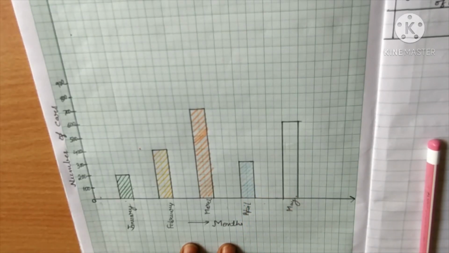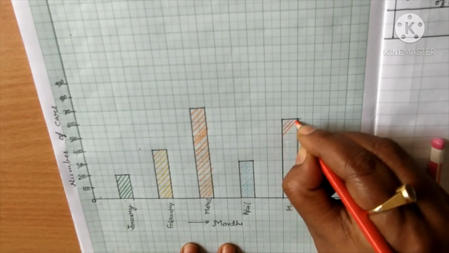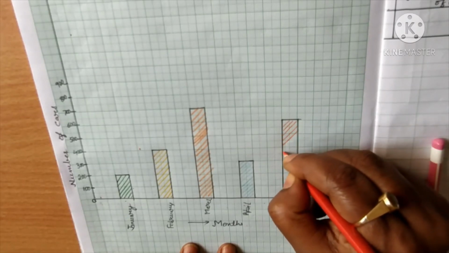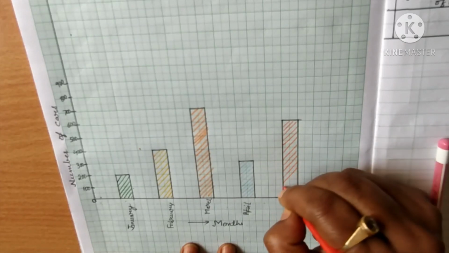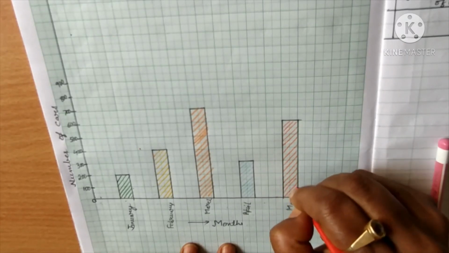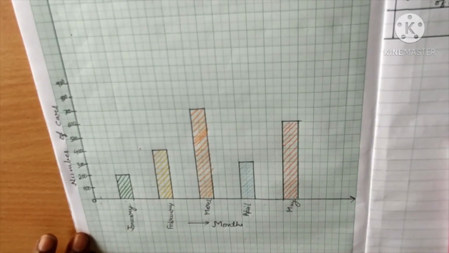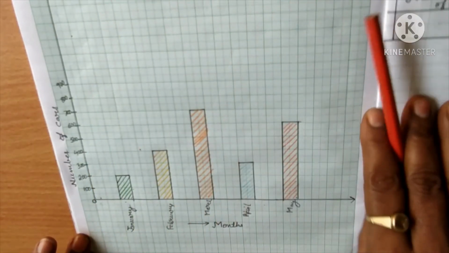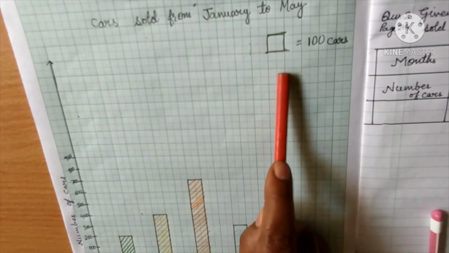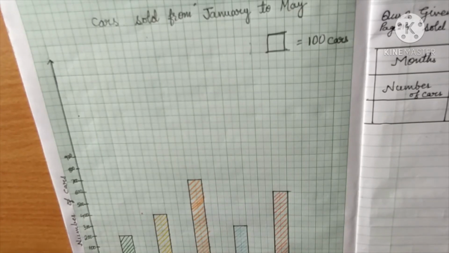Only one thing I want to make clear: since the bars represent different months, they should be of different colors. Clear to you? The same way you have to do the next question on your own. I already explained everything about the bar graph, how to draw, what to do. So 2 things you have to keep in mind. Title should be there. You have to write the title. Then you have to write the scale and then you have to draw it. Clear to you? Complete the work and enjoy it.